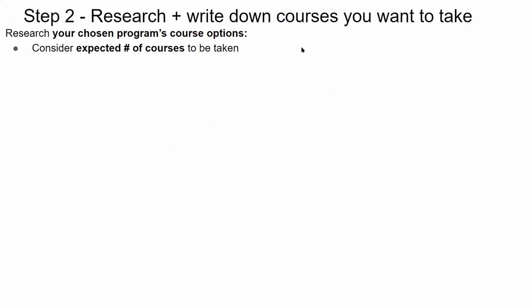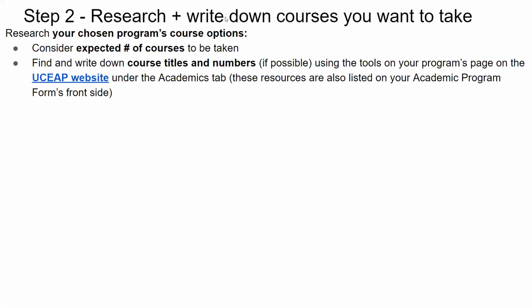So you'll take a look at your specific chosen program's course options. You're going to want to consider the expected number of courses to be taken. You're going to find and write down course titles and numbers.